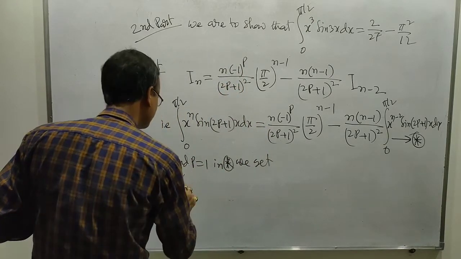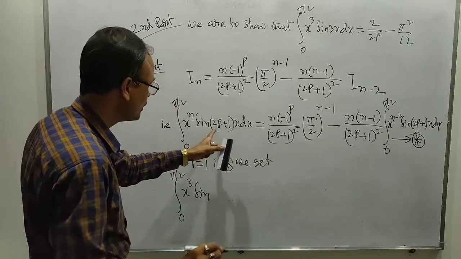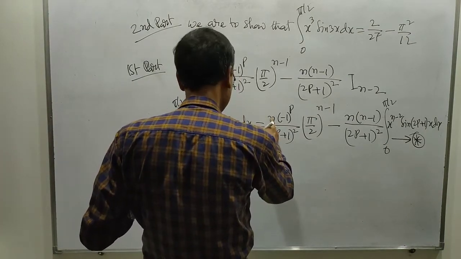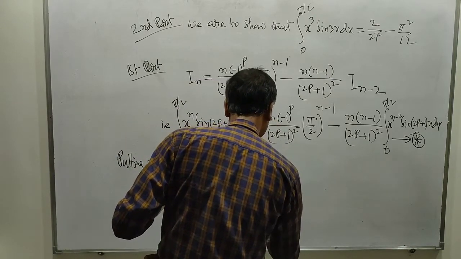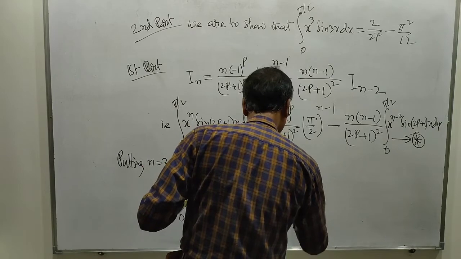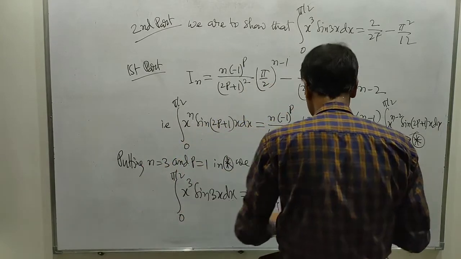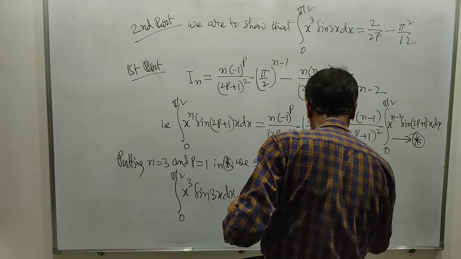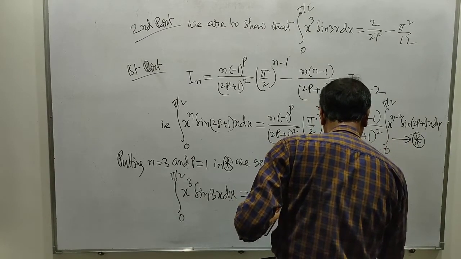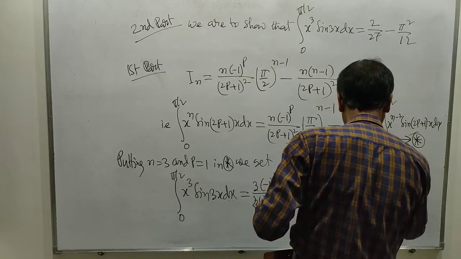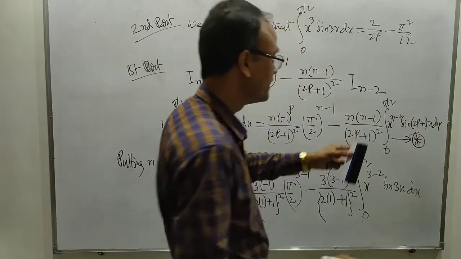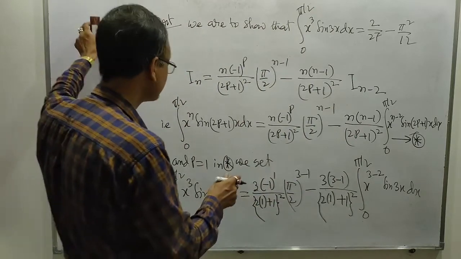the integral from 0 to pi by 2 of x cube sin (2 into 1 plus 1)x dx, which is equal to (minus 1) to the power 1 divided by (2 into 1 plus 1) whole square, into (pi by 2) to the power 3 minus 1, minus 3 into (3 minus 1) divided by (2 into 1 plus 1) whole square, times the integral from 0 to pi by 2 of x to the power 3 minus 2 sin 3x, with p equal to 1. You may write it like this.